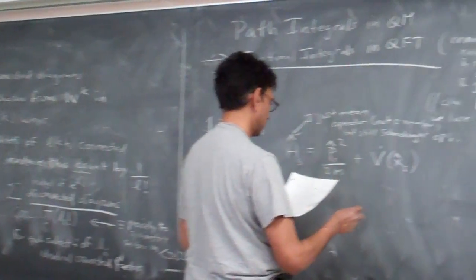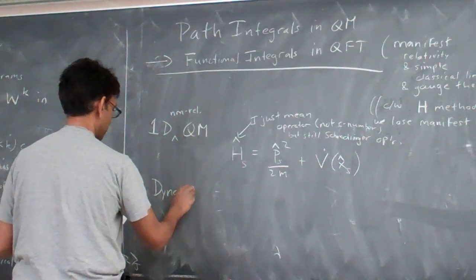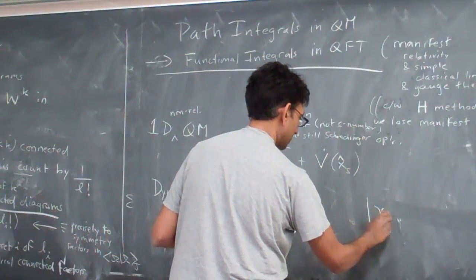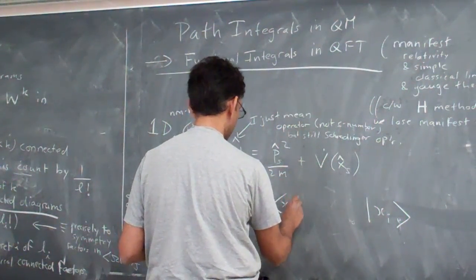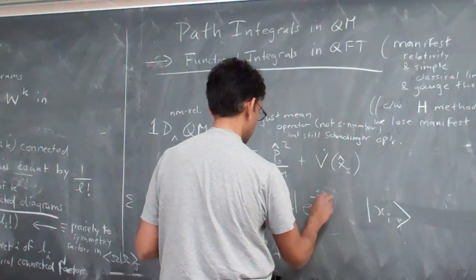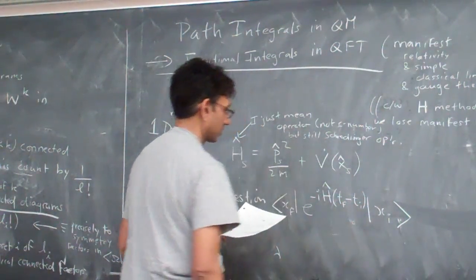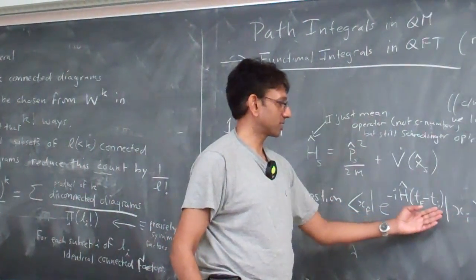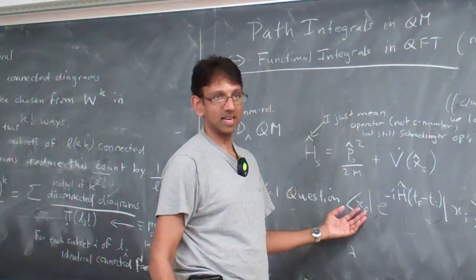In fact, the question, the dynamical question, is if I start at x initial, then what is the amplitude to end up at x final after some amount of time? And the answer is e to the minus i H hat times the time. So we just want to know, start at x initial at time t initial, you evolve till time t final, and you ask, where are you likely to be? And this is the amplitude that we're asking about.